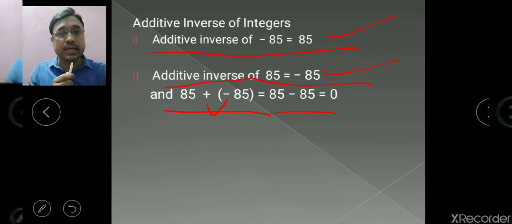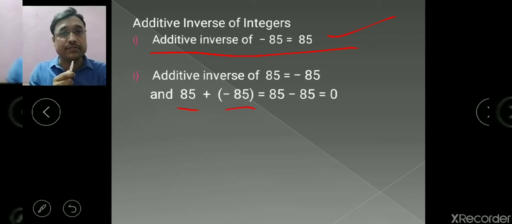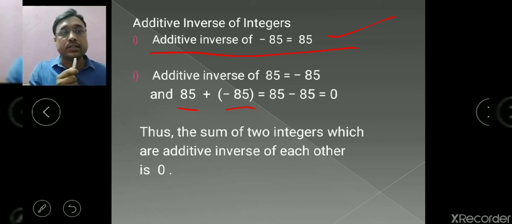This we can say like this also, that when the numbers have opposite signs and you are adding and their numerical value is the same, then the result will be 0 only. It is plus 85 and it is minus 85, and you are adding such numbers where the numerical value is the same, only the sign is opposite, then the result will be 0 only, because both the values will cancel each other. Next, so we can say the sum of two integers which are additive inverse of each other is always 0.